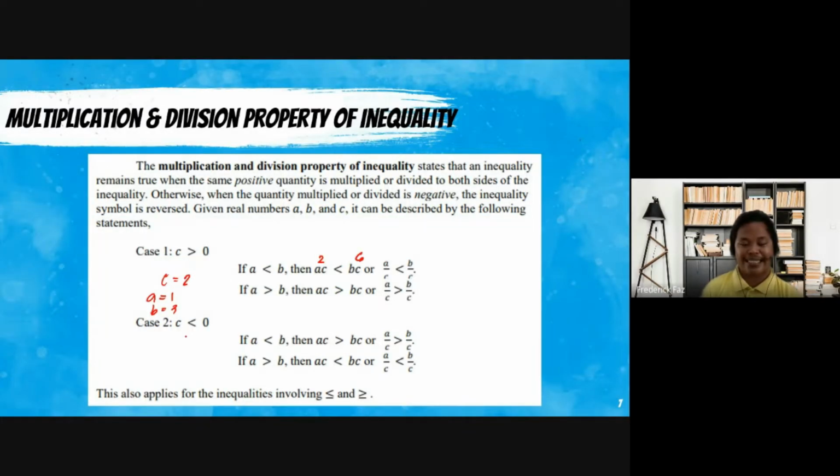For C less than 0, A is less than B, using these values. If A is 1, B is 3, and C is less than 0, so C is equal to negative 2 in this case. So 1 times negative 2 is negative 2. 3 times negative 2 is negative 6. So, ang sign po dito ay na-reverse po. Ni-reverse po siya. From less than, naging greater than na po. So, yan po yung case number 2. Same with division property.